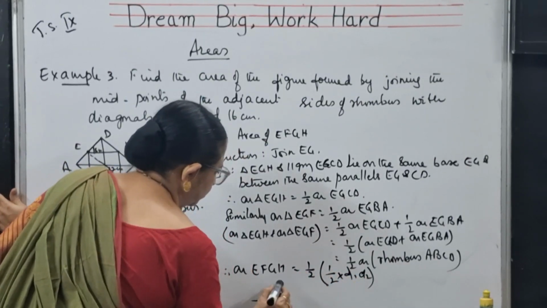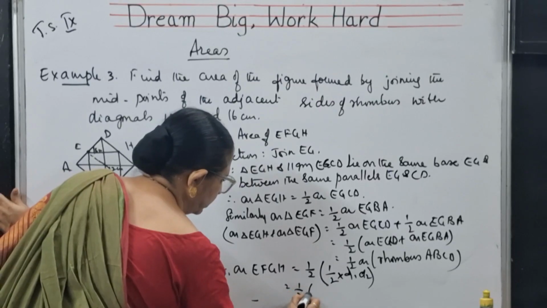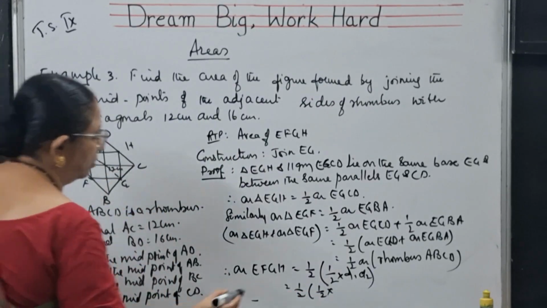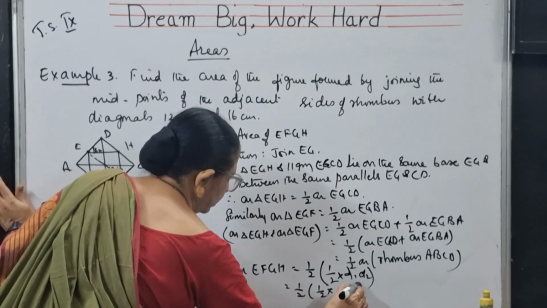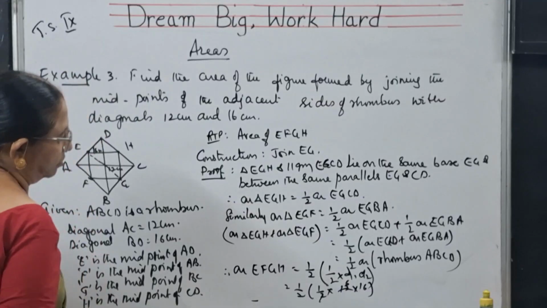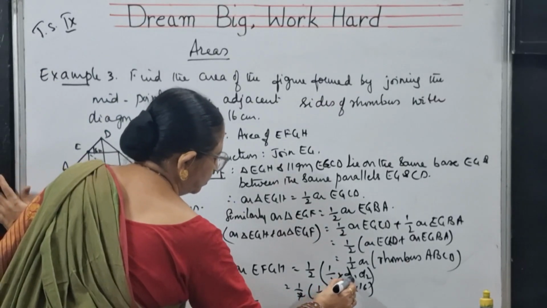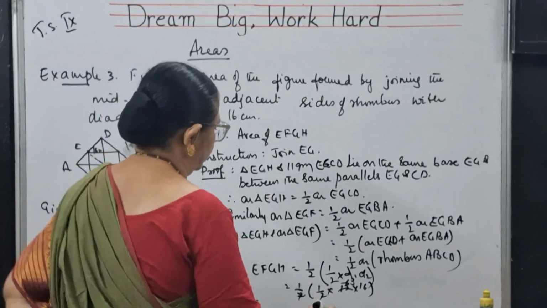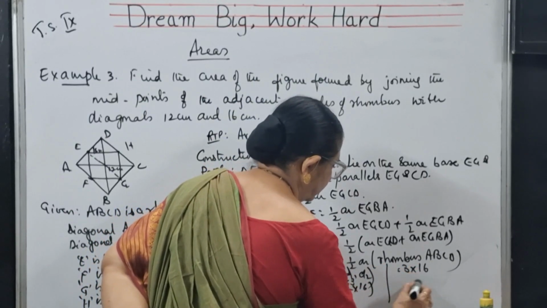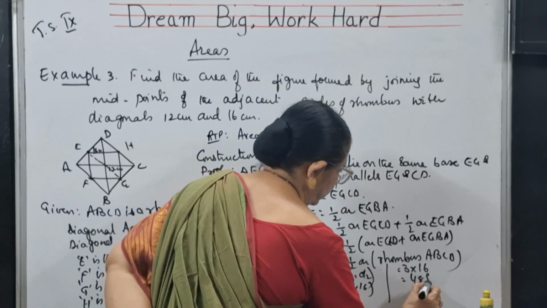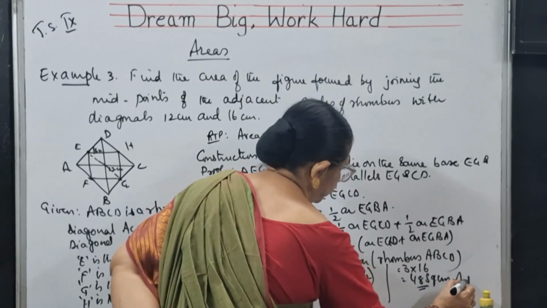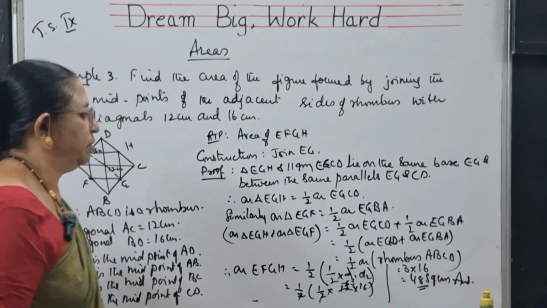That is half into D1 into D2, that is half into 12, one diagonal is 12, into another one is 16. 2 ones are 2, 2 sixes are 12, and 2 eights are 16. So that is nothing but 3 into 16, that is 48 square centimeters is the answer for this problem, children.